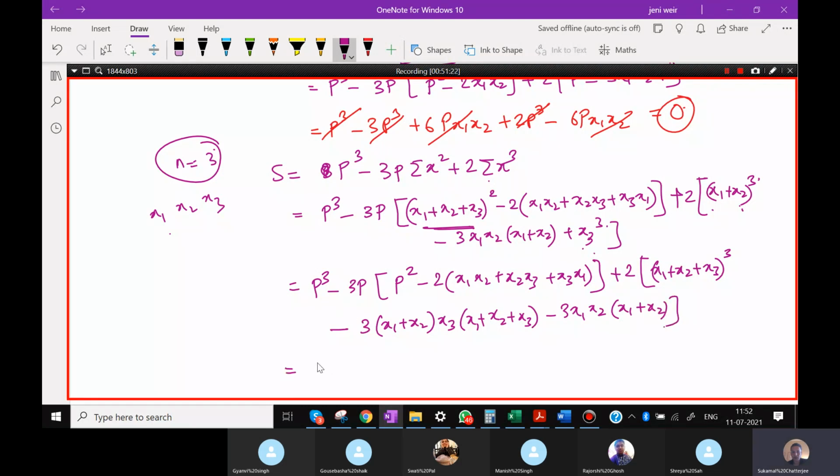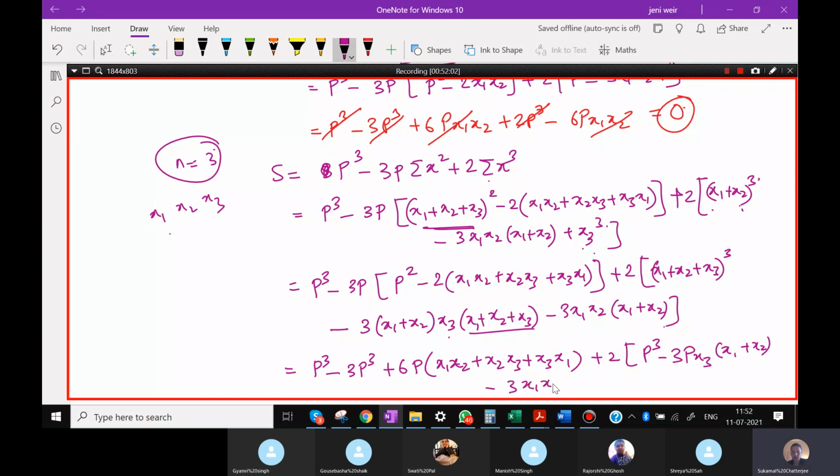So this would be p cube minus 3p cube plus 6p into x1 x2 plus x2 x3 plus x3 x1, plus 2 into p cube minus 3 into x1 plus x2 plus x3 will be p into x3 into x1 plus x2, minus 3x1 x2 into x1 plus x2.